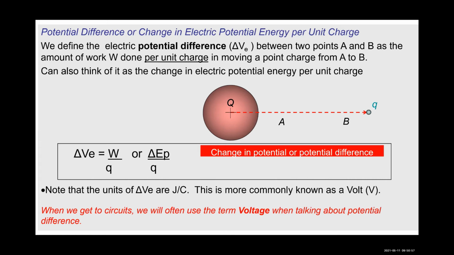When we get to circuits, we're often going to use the term voltage, and that's what you hear in common day language. A 9-volt battery means that to get a charge from the bottom terminal to the top terminal of that battery, it requires 9 joules of work for every coulomb of charge you want to move between those terminals. Or as the charge naturally flows through a circuit from one terminal to another, it's able to do 9 joules of work for every coulomb of charge flowing through. Those are 2 ways of thinking about it.